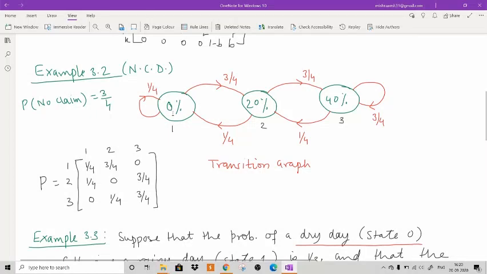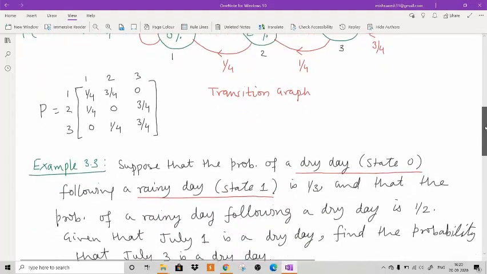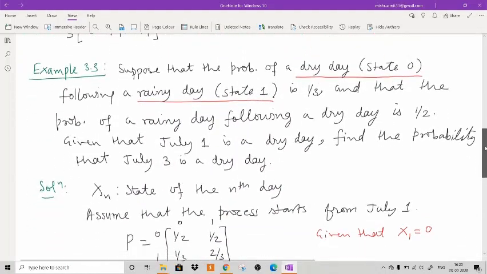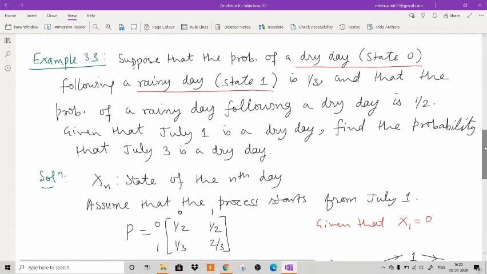So if I represent 0% by 1, 20% discount class by 2, and 40% discount by 3, then this will be the transition probability matrix. And this graph is known as the transition graph. It may be very helpful to understand the process pictorially. Now we will see one example and see how we can find the probabilities.